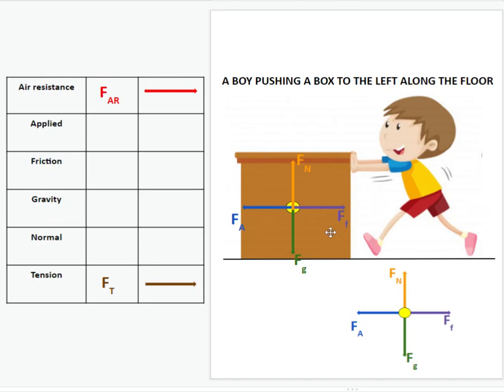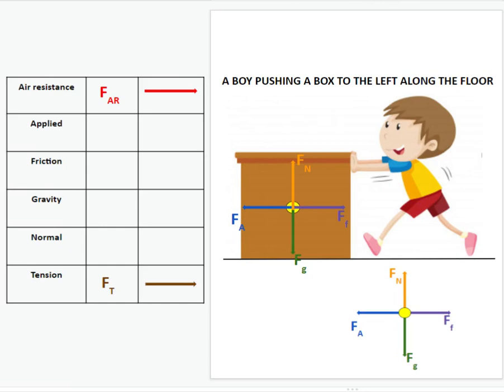Since the boy is pushing the box, there is an applied force in the direction of movement. And last but not least, because the object is moving along the surface, I have friction facing the opposite direction of motion.